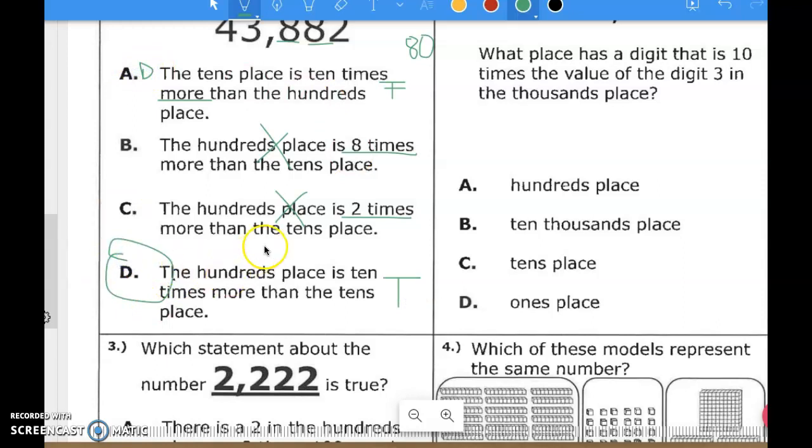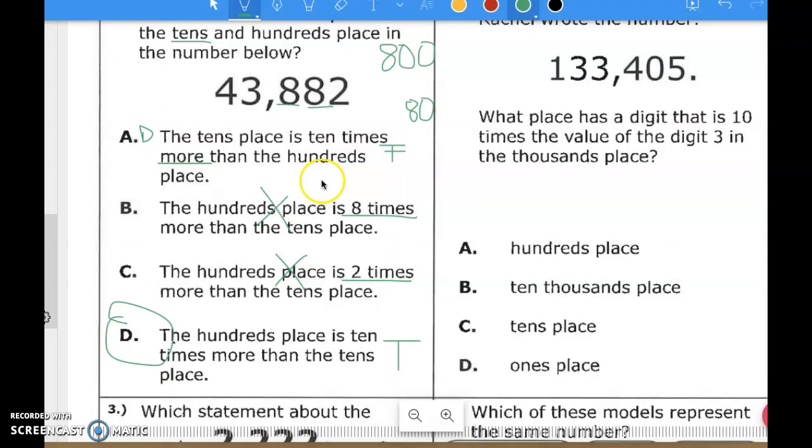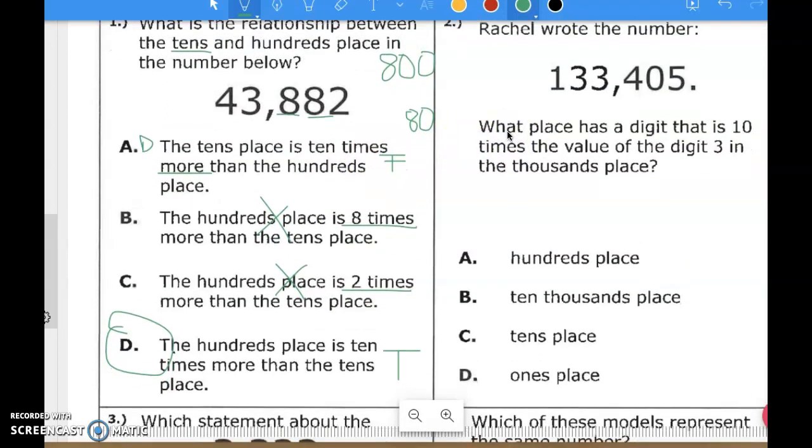Be very careful because you may know the answer, but you don't read carefully and you may make a mistake, like I was about to make. Rachel wrote the number 133,405.